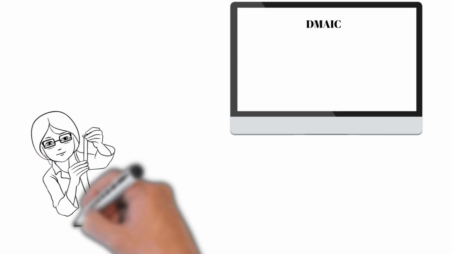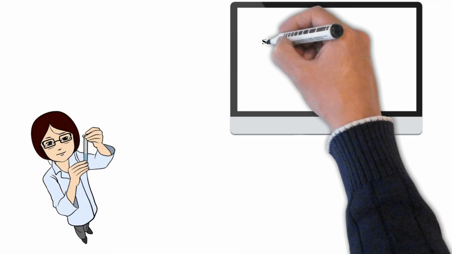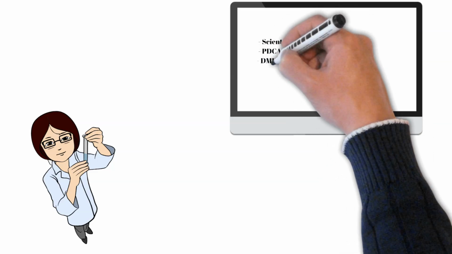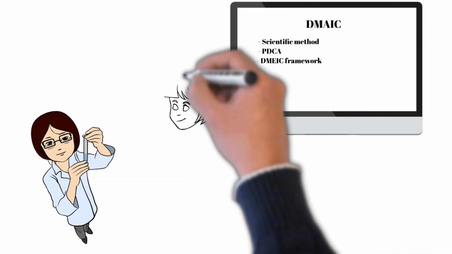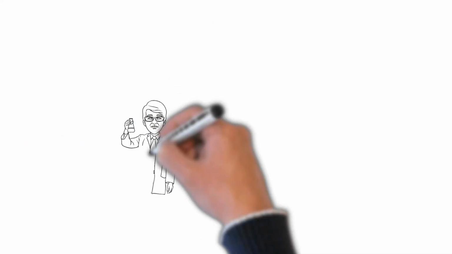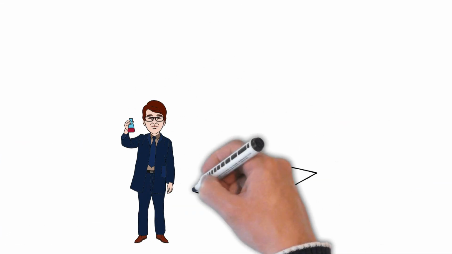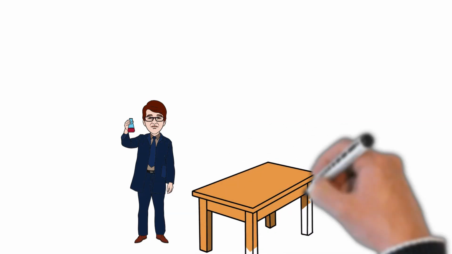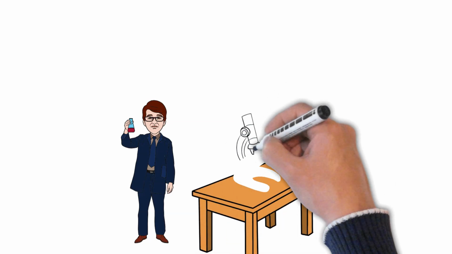Now it is time to discuss the DMAIC tool. DMAIC is based on the scientific method. So first we'll learn about what it is, and the simplest implementation of the scientific method is known as PDCA. Scientists have been using scientific methods since the 17th century and achieved wonders of modern civilization.